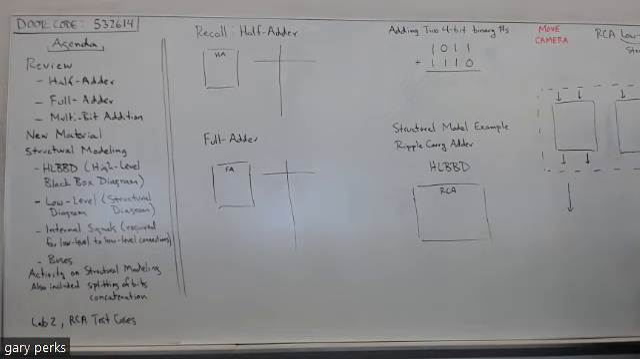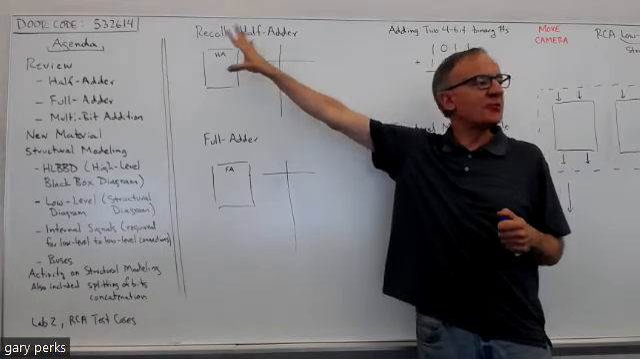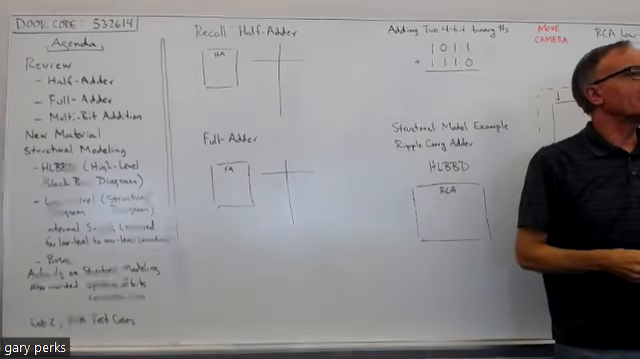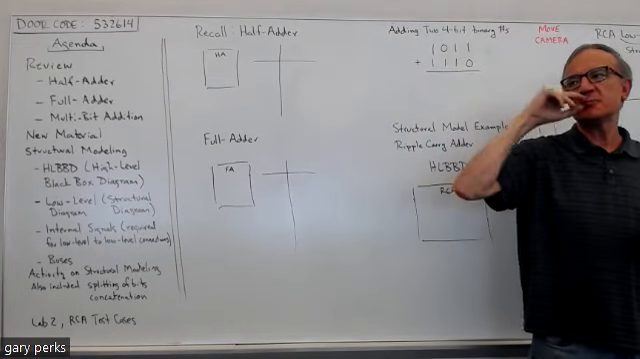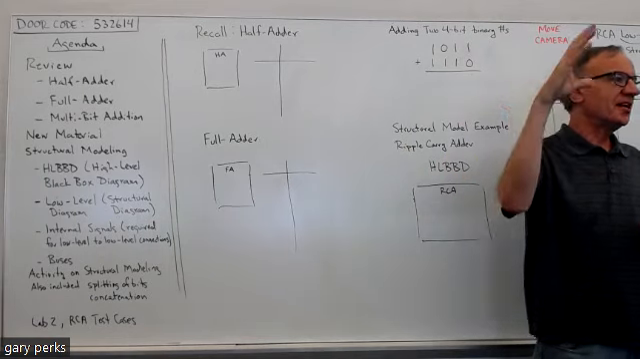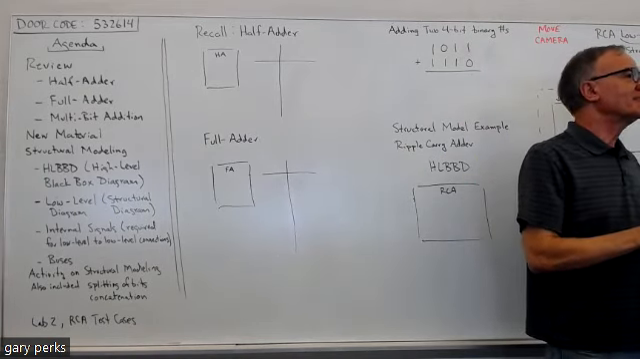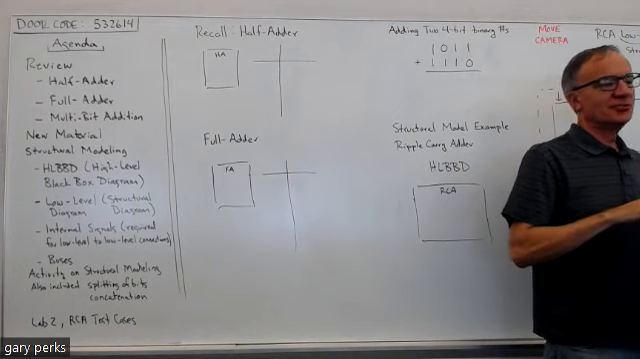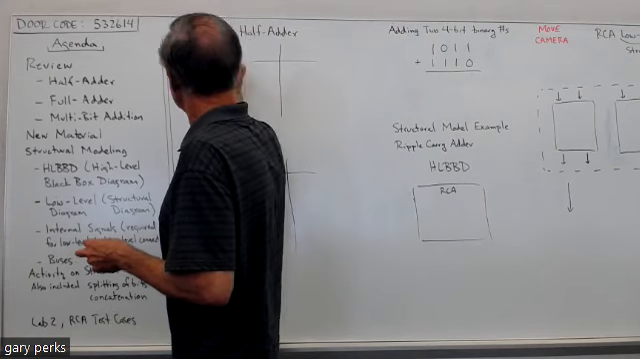So first of all, remember, we have what's called a high-level black box diagram. The high-level black box diagram shows the main inputs and main outputs of that module. So the half adder has how many inputs? Two. And you probably call them A and B.